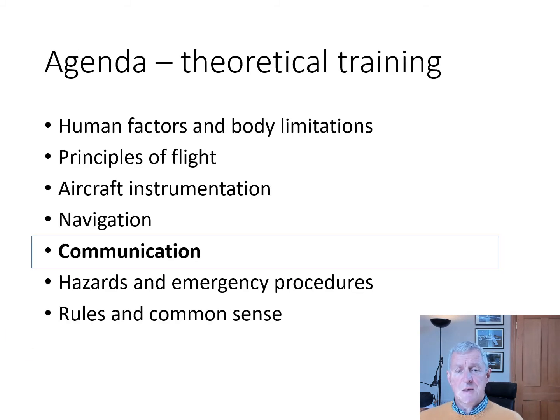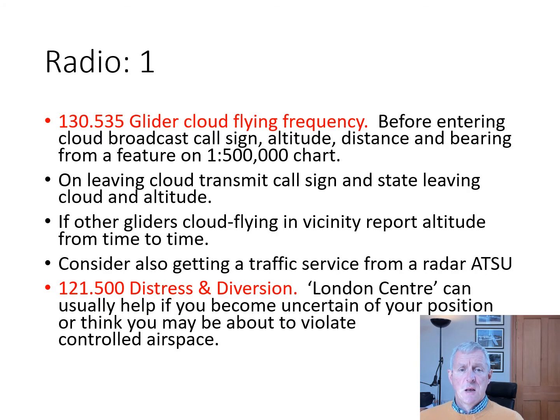Let's look a bit at communications. Starting with the radio. We have a cloud flying frequency, 130.535, and that's the glider cloud flying frequency. And the rule there is before entering cloud, we broadcast our call sign, our altitude, and our distance and bearing from a significant feature on a 500,000 chart. And that's so that if other people are thinking about doing the same thing, we can separate from them.